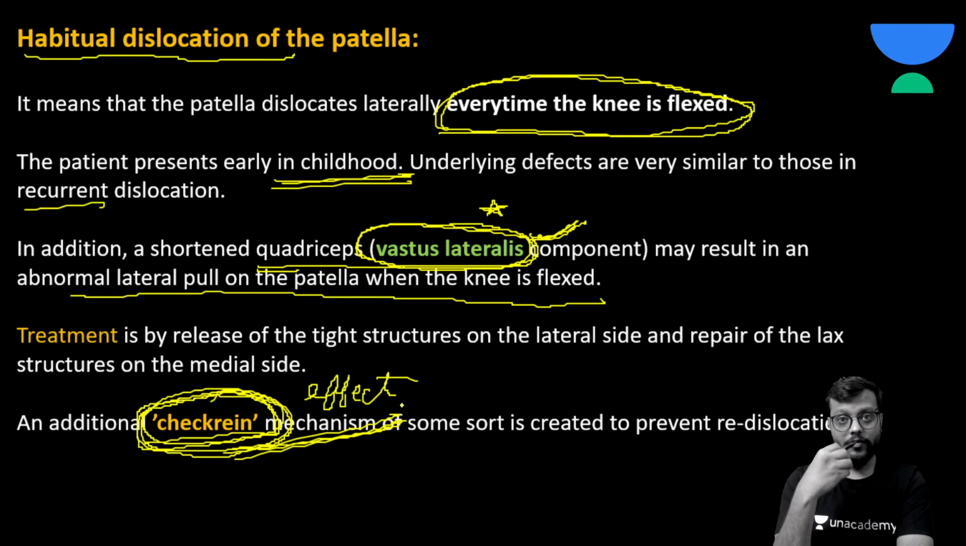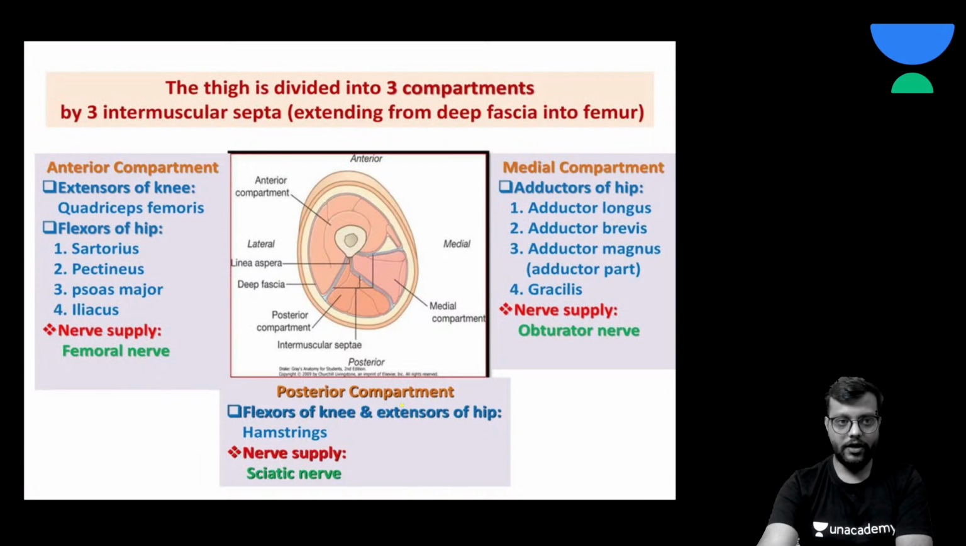And how? What is its role here? The quadriceps tendon and the patellofemoral ligament form a tight covering around its attachment with the distal femur that helps in prevention of the dislocation. So this is the Chakrin effect, okay.